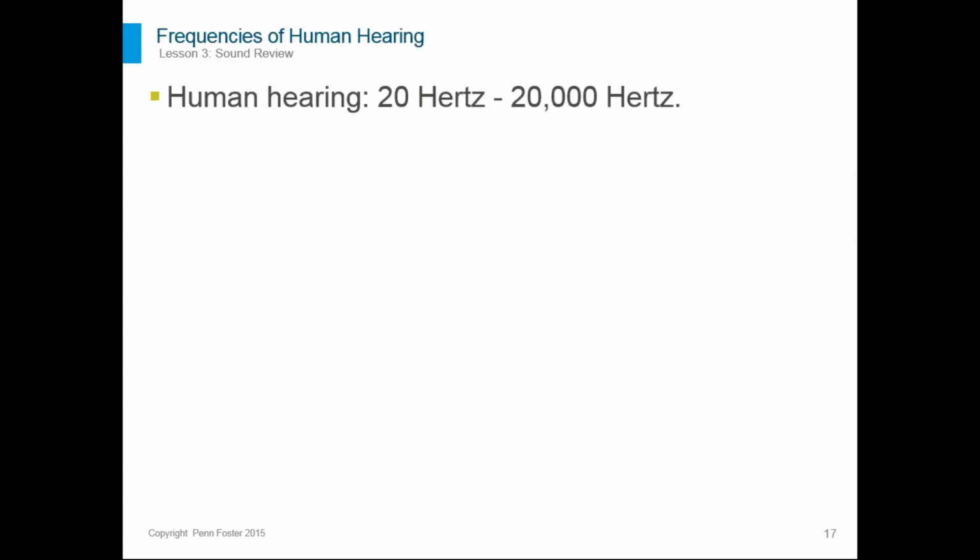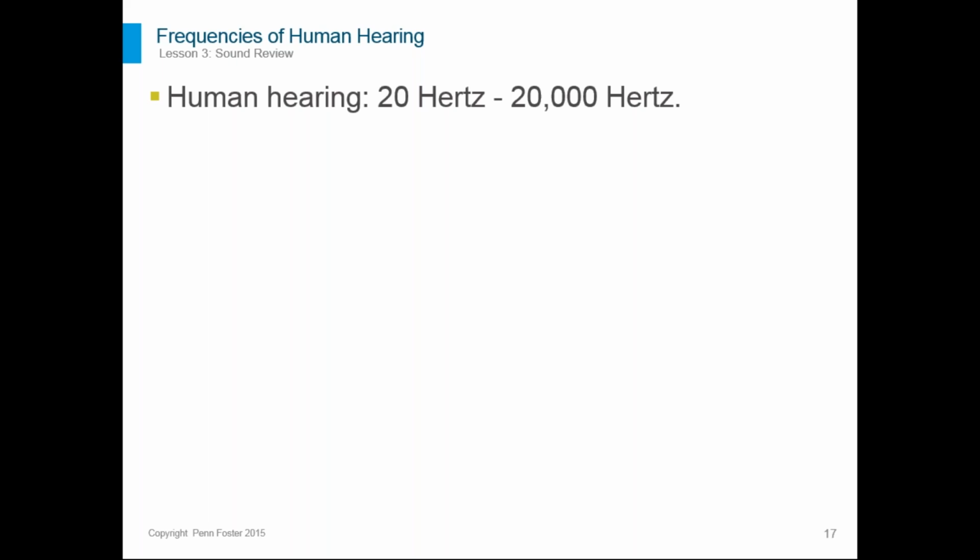Humans can hear sound waves that are 20 hertz to 20,000 hertz. So 20 waves per second. If a wave hits your ear at that rate, 20 waves per second, you're able to hear it. And all the way up to 20,000. That's a big range. That does get smaller as you get older, but if you're young and you have perfect hearing, 20 to 20,000. So 20,000 waves per second, your ear can handle figuring out what that is. So that's just the human range of hearing.